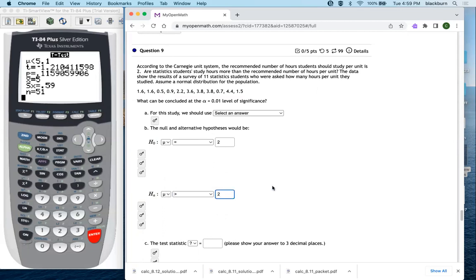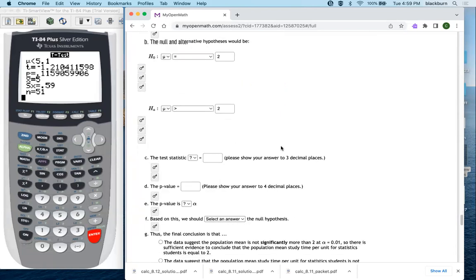All right, you don't see anything about the population standard deviation, so we're going to use the t-test again. Let's check them.